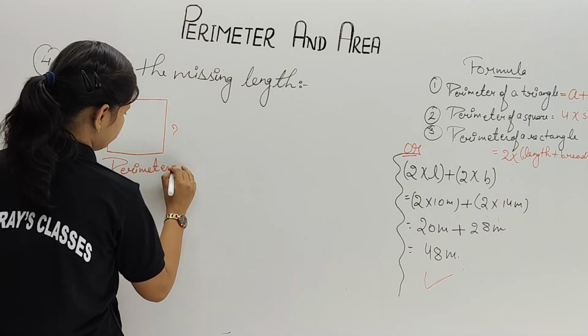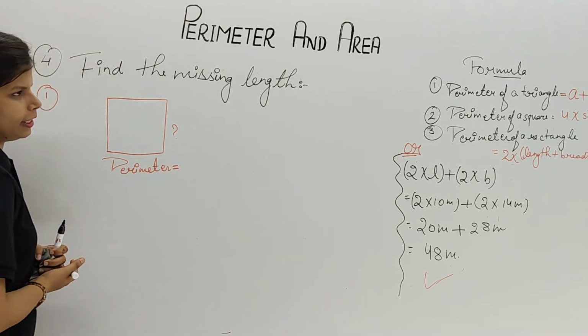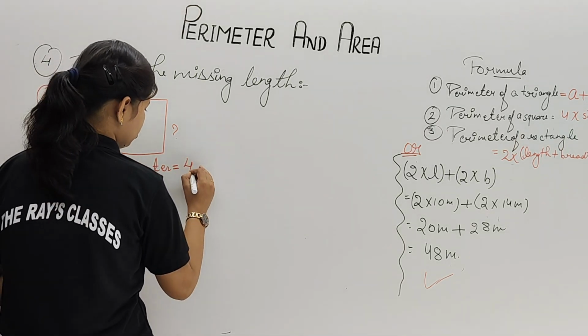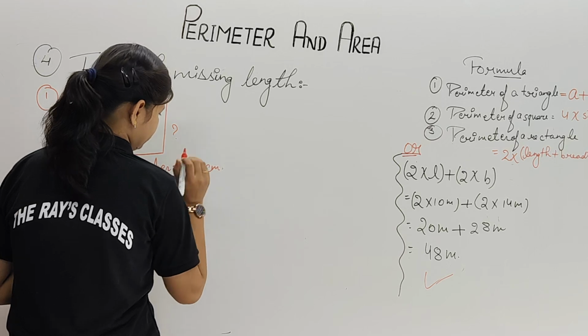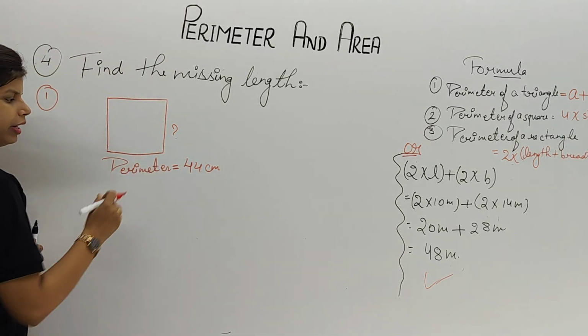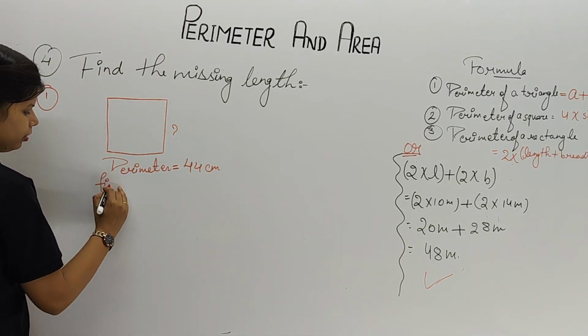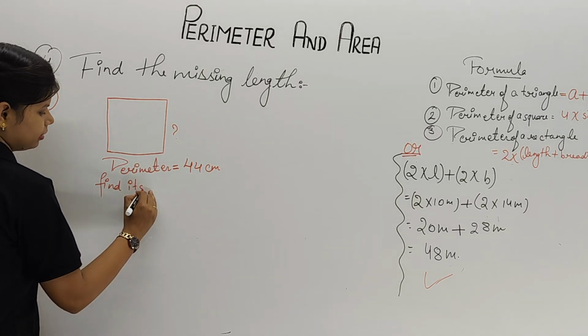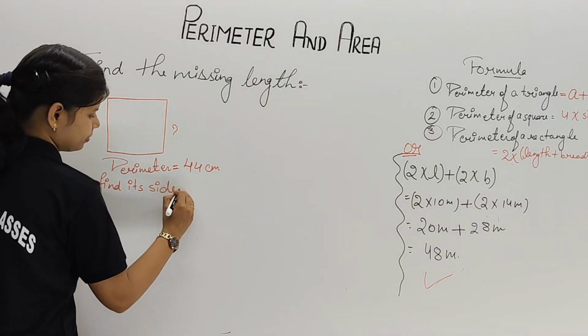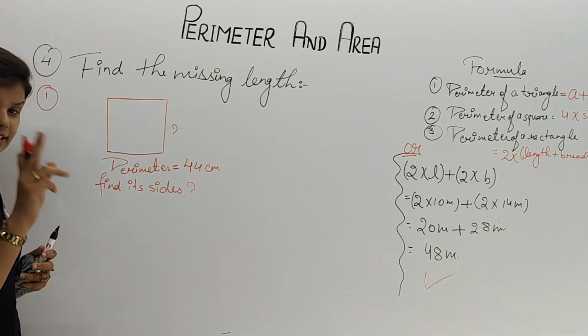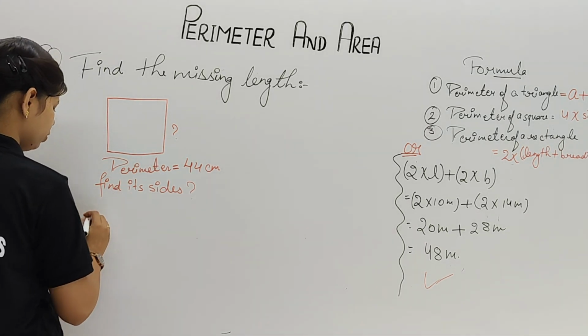If your perimeter is 44 centimeter, what you have to find? Find its sides. That means one side is equal to how many centimeter. Then what you will do?